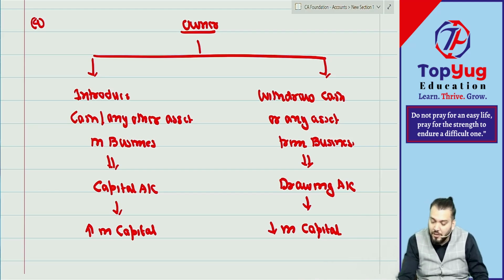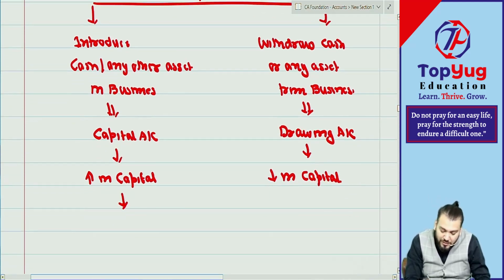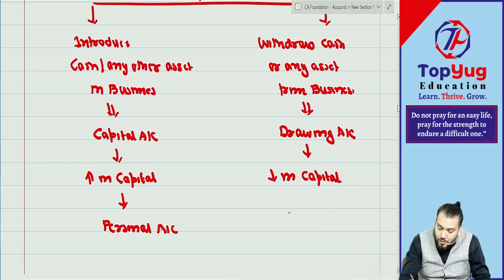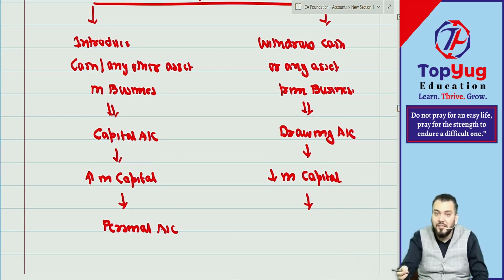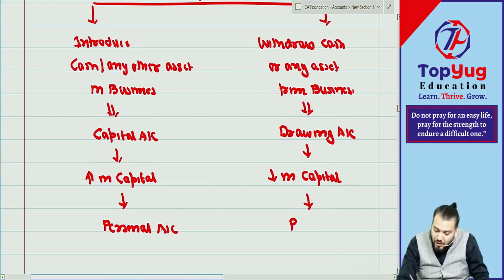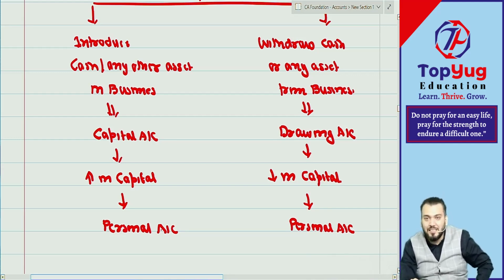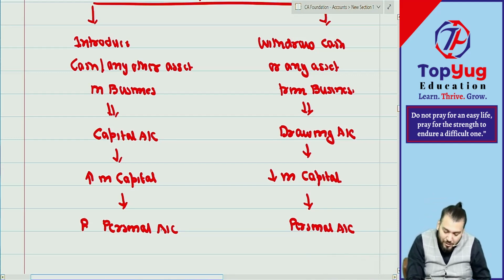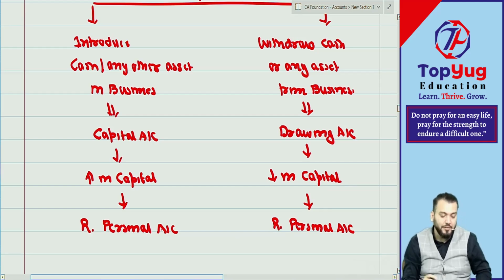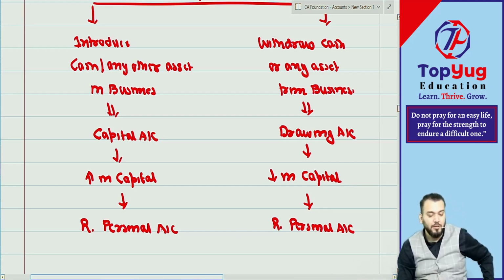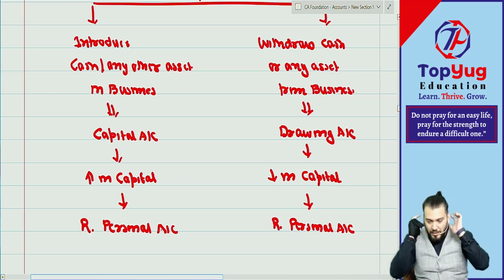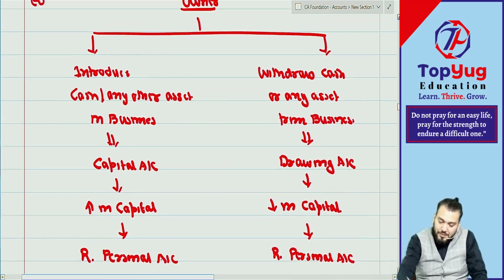Correct? Understood? And can I say both will be which account, real or personal? It will be a personal account. So drawing account also represents honor only. But withdrawal, so this will also be which personal account? Natural, artificial or representative? It is a representative personal account. Understood? Have you understood? Correct. This much have you understood?